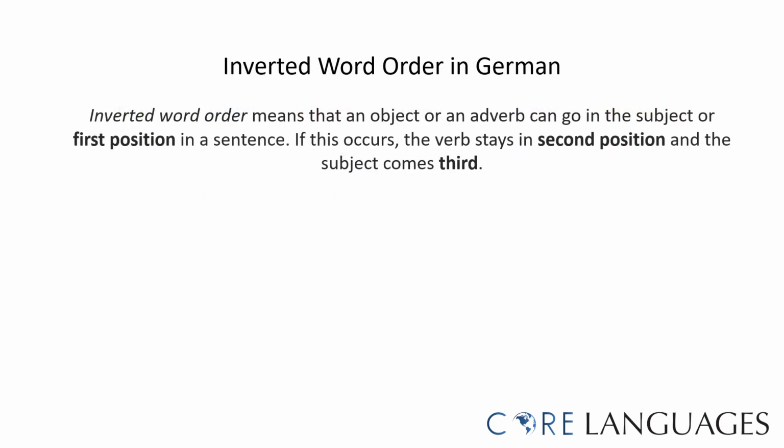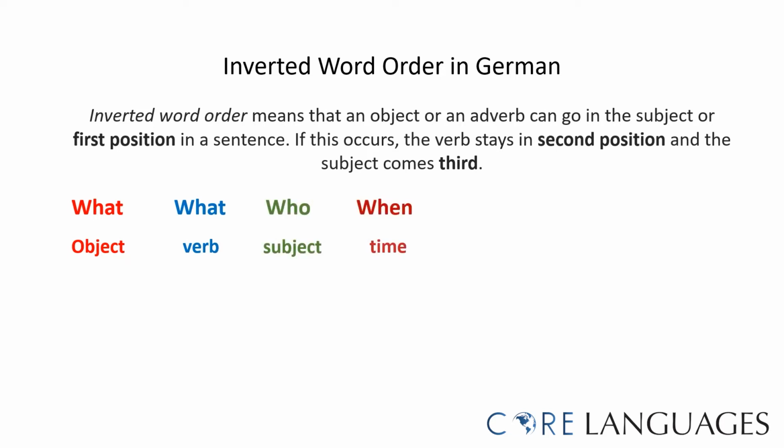In German, we also have inverted word order sentences. Inverted word order means that an object or an adverb slipped in first position of a sentence, often for emphasis. If this occurs, the verb stays in second position, but the subject is now pushed to third position. We would start the sentence, for example, with the object, and then the verb, and then the who or the subject, and then followed by the other elements of the sentence, when, why, how, and where.